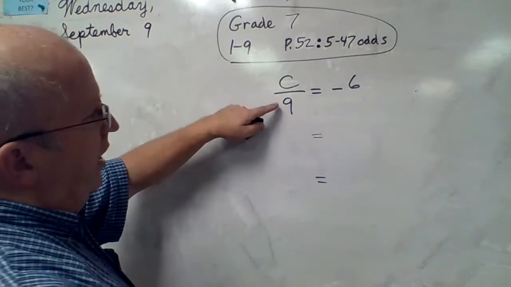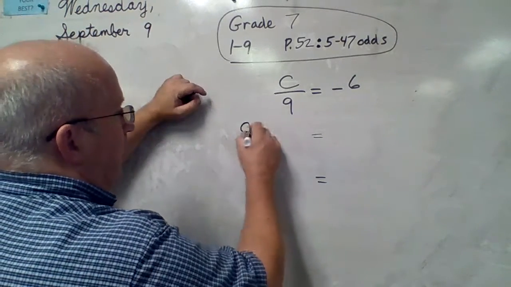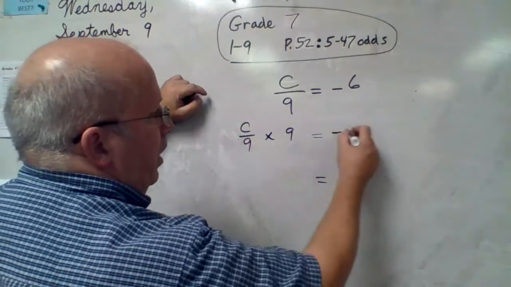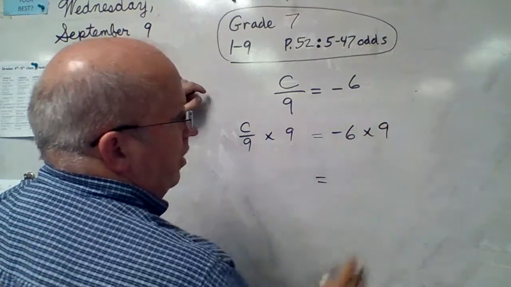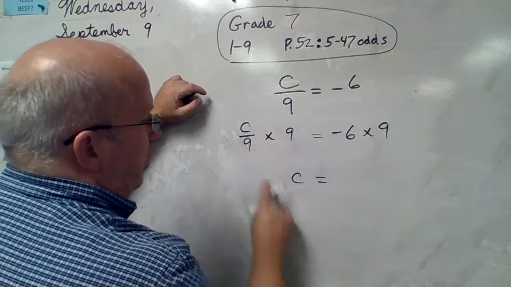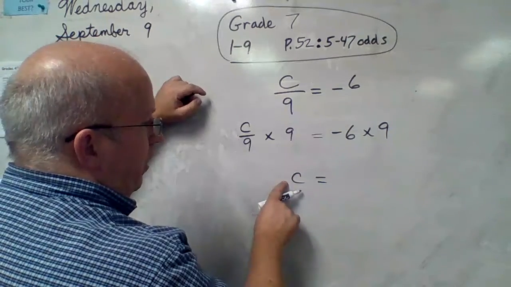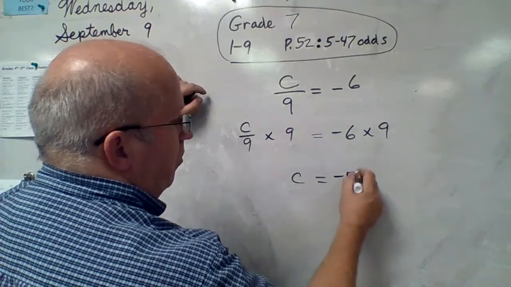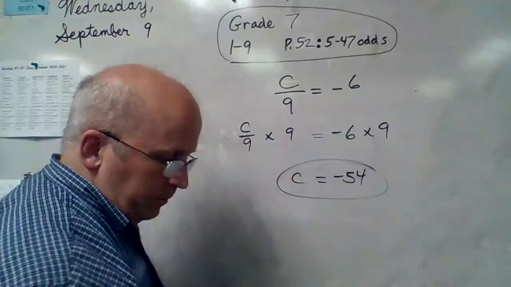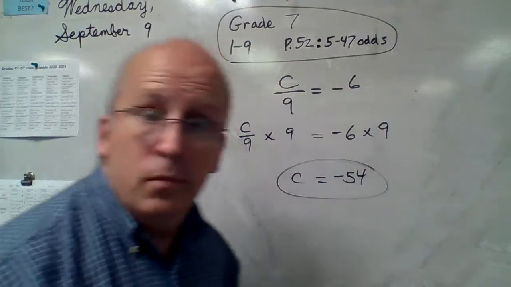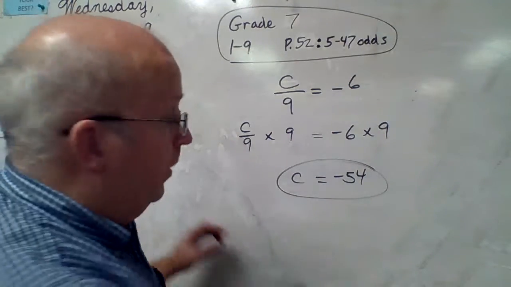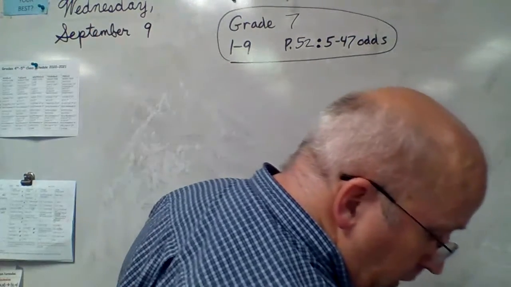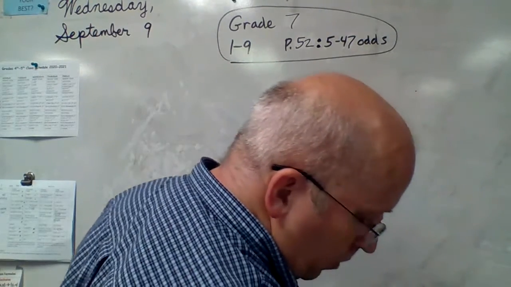Well, if C is attached by division to that 9, what's the opposite of dividing by 9? Multiplying by 9. And we need to do that to both sides of the equation. And when we do that, C is all by itself because these two cancel out. And over here, the answer is negative 54. Not so bad, right? Let's try another one. What about this problem?